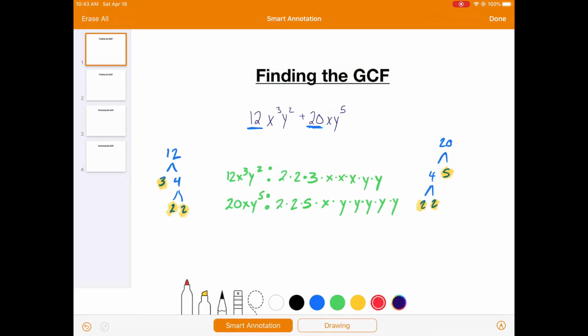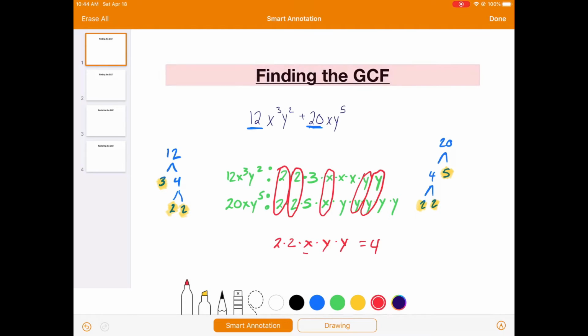And then what we want to do is circle anything that shows up in both the top and the bottom. So we have 2, 2, and then they both have 1 x and 2 y's. So our greatest common factor would be 2 times 2 times x times y times y. So that would be our greatest common factor, and we're going to multiply that back out. So 2 times 2 is 4, then x, and then y squared, and that would be our greatest common factor.